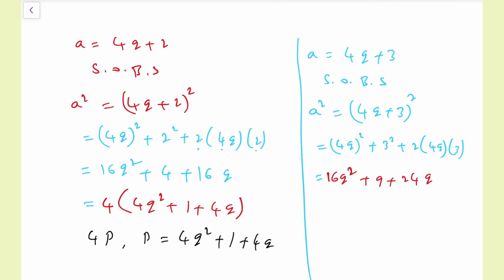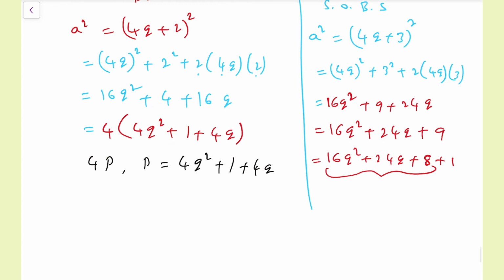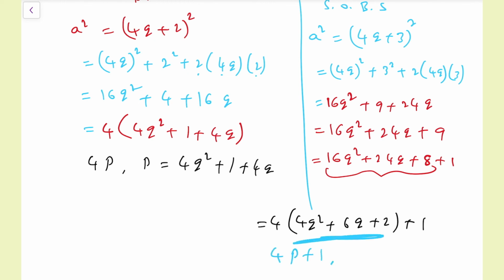Now I am writing this 16q square as it is, plus 24q as it is, and 9 at the last. Again 16q square as it is, plus 24q as it is, plus 9, I am writing it as 8 plus 1. From these three terms again we can take out 4 common. So if we take out 4 common, we remain with 4 4s are 16, 4 6s are 24, 4 2s are 8, then plus 1 as it is. Again it is also in the form of 4p plus 1, where p equals this one.